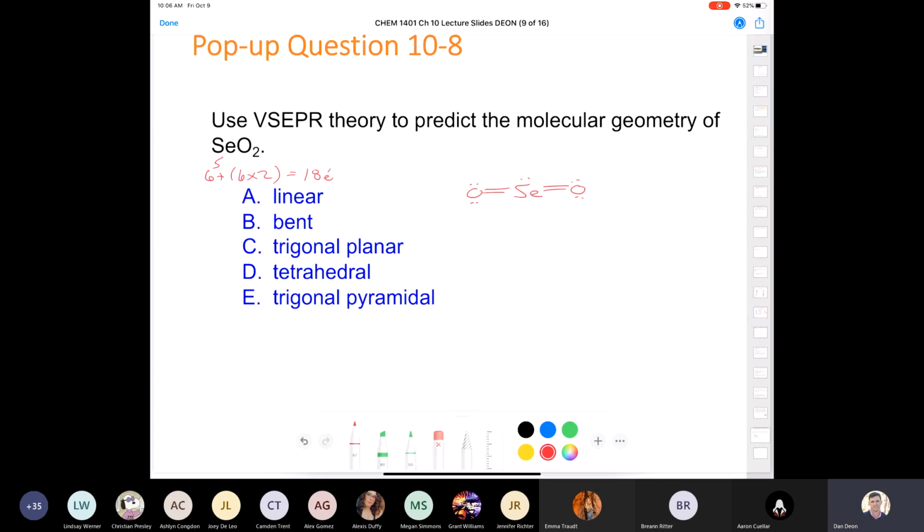And so I've got 3 regions of electron density, and therefore I'm going to have a trigonal planar electron geometry. But what will my molecular geometry be? Well, it's going to look like this. I'll have my selenium, and my lone pair and my oxygens will all want to get as far away from each other as possible. And therefore, the bond angle overall is going to be bent or V-shaped. Bent is generally what we use.